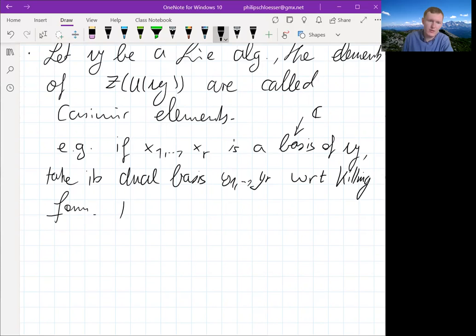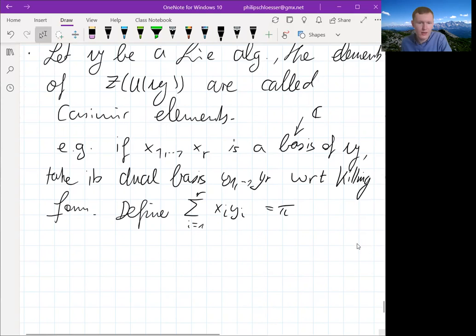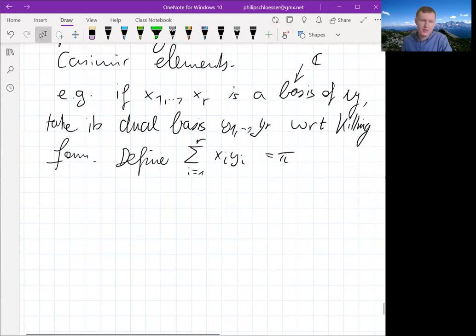And then we can just define the sum of xi yi to be pi, and this is one very famous Casimir element. And for example, if we are talking about the Lie algebra of SO3 or SU2, this would just be a multiple of the total angular momentum.